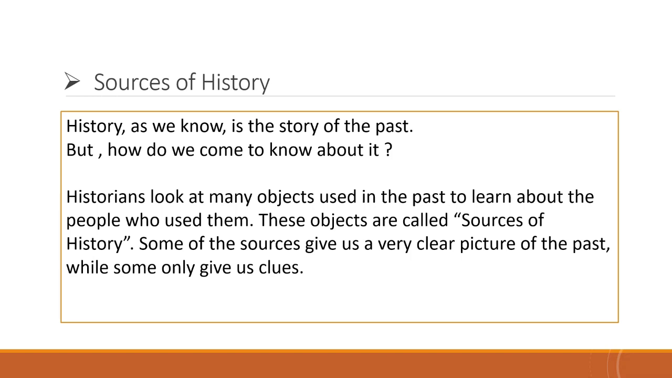A historian, much like a detective, looks for evidence and clues and puts them together to understand a series of events. Historians look at many objects used in the past to learn about the people who used them. These objects are called sources of history. Some of the sources give us a very clear picture of the past, while some only give us clues.